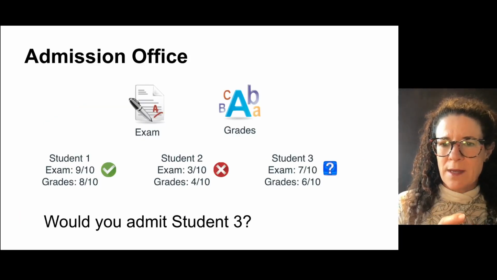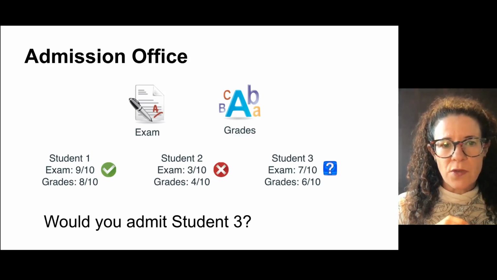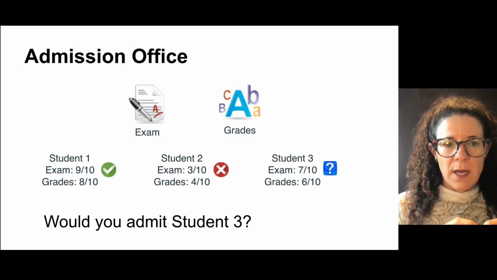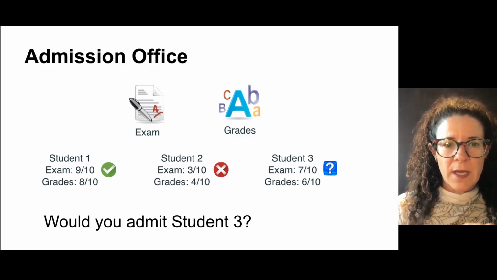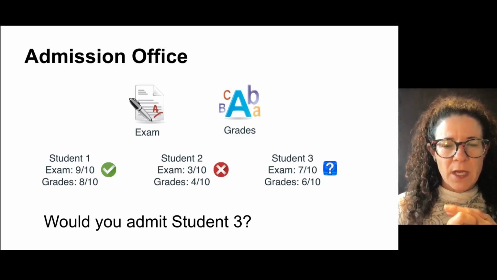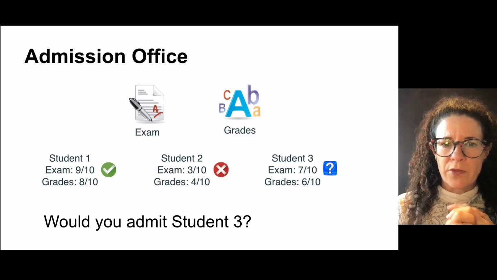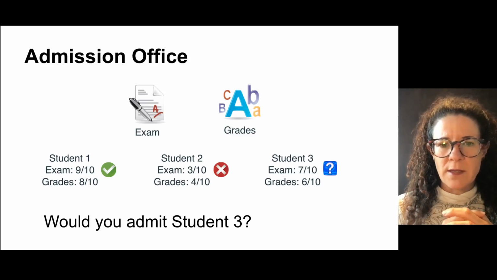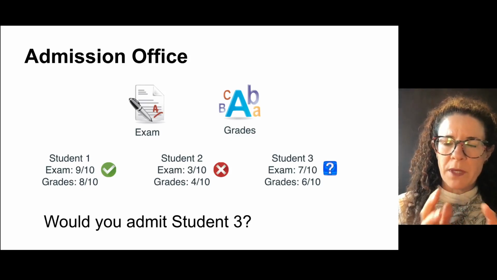So here are some examples. Student 1 has 9 out of 10 in the exam and 8 out of 10 in the grades, and that student was admitted to the school. Student 2 has 3 out of 10 in the exam and 4 out of 10 in the grades, and that student was not admitted. So my question is, would you admit student 3?